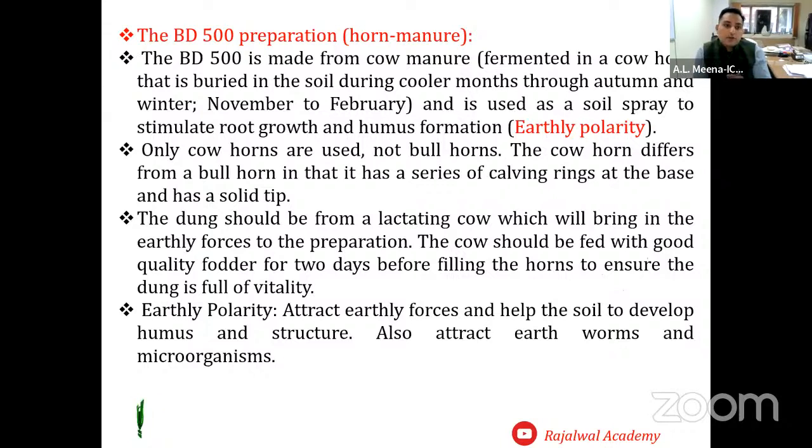And the cow horns differ from the bull horn in that they have a series of cowing rings at the base and a solid tip. The dung should be from a lactating cow, which will bring the earthly forces to the preparation. The cow should be fed good quality fodder for 2 days before filling the horn to ensure the dung is full of vitality. The earthy polarity attracts the earthy forces and helps the soil to develop humus and structure.